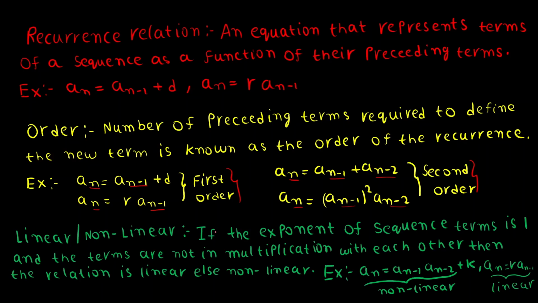Now let us define whether a recurrence is linear or non-linear. If the exponent of the sequence terms is 1 and the terms are not in multiplication with each other, then the relation is linear, else non-linear. Example, an is equal to an-1 times an-2 plus k. Here, since an-1 and an-2 are in multiplication with each other, this equation is non-linear. But here the terms are not in multiplication with each other, and the exponent of each of the terms is 1. Therefore this recurrence is linear.